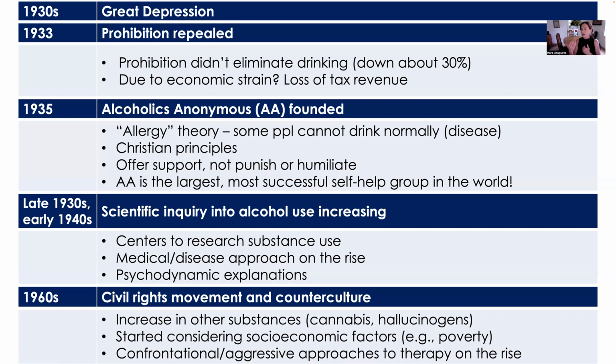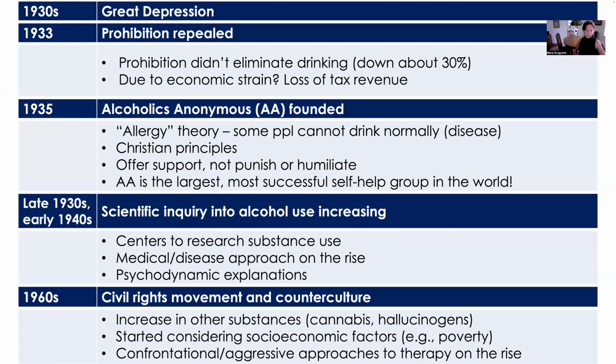Come the late 1930s, 1940s, now we're starting to see scientific inquiry coming back. There are centers formed to research substance abuse. This medical and disease approach is now, starting with Alcoholics Anonymous, really going on the rise. Also, psychodynamic explanations, which I talked about earlier, are also very popular. This is the time of Freudian type explanations.